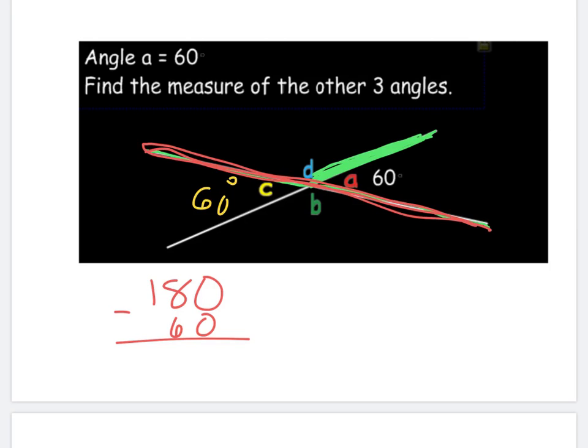So if I subtract here, 0 minus 0 is 0, 8 minus 6 is 2, and then 1 minus nothing is 1. So then I know that angle D up here has to be 120 degrees in order to make that straight line. And then we can use that value to find angle B, because angle D and angle B are across from each other. They're vertical angles and they have to be equal. So this would be 120 degrees as well.